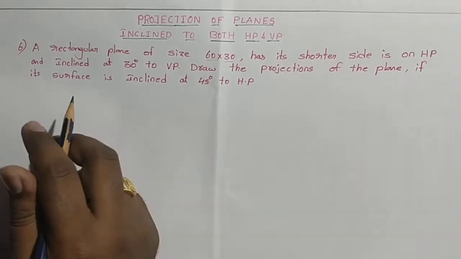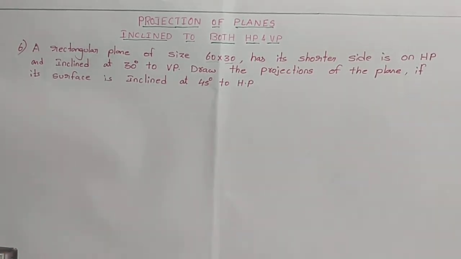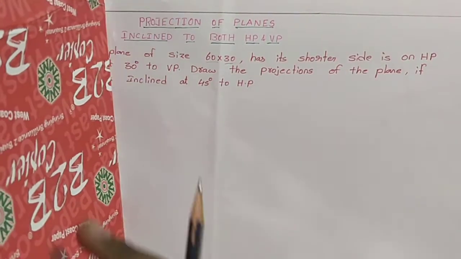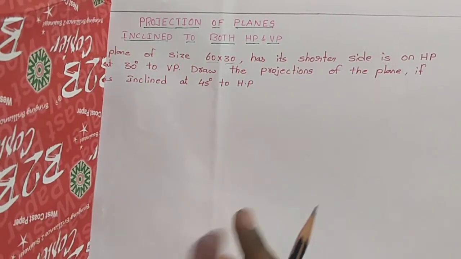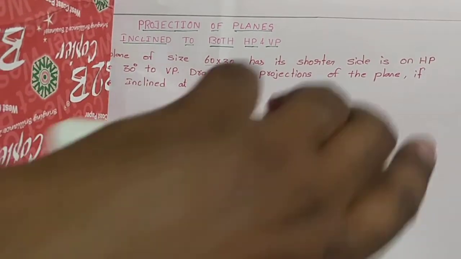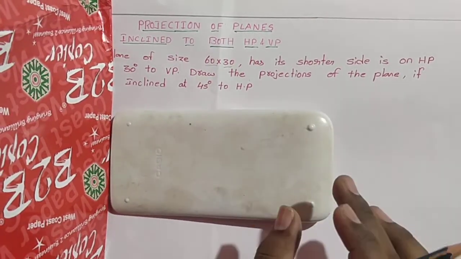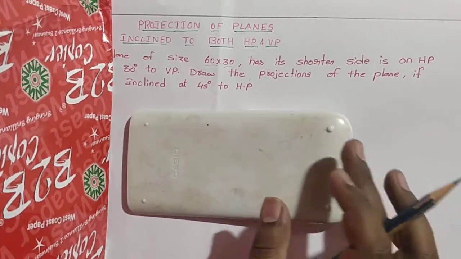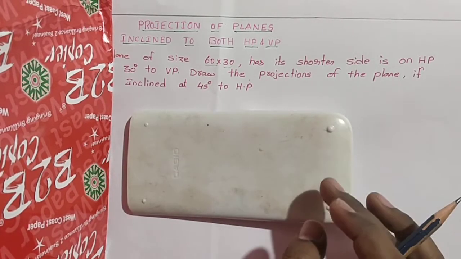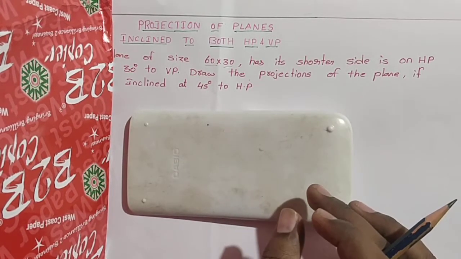Let us consider it is the vertical plane and this one is horizontal plane. Now the rectangular plane is on HP. Okay, that means all the sides of a rectangular plane is on HP.